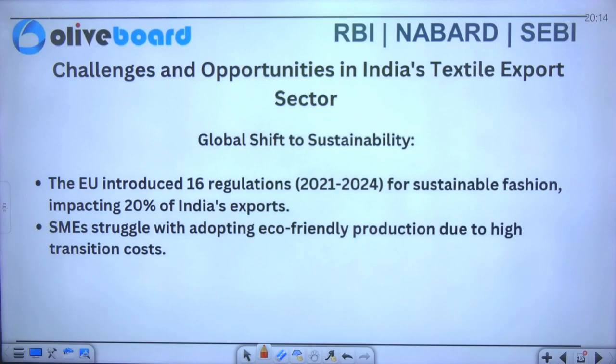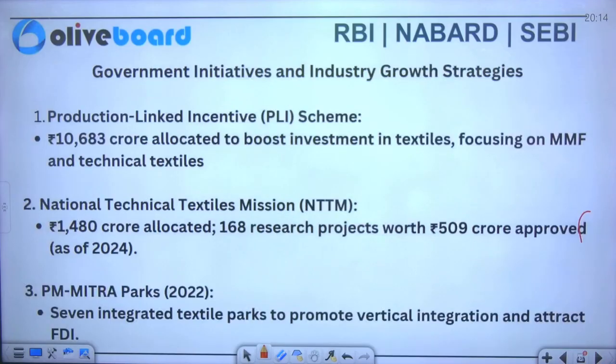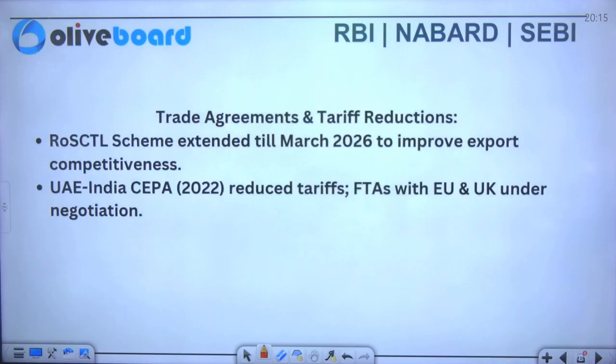Okay. Now we'll see the global shift to sustainability. That is, you are producing, but you have to take care of your environment as well. Now we'll see about the government initiatives and industry growth strategies. If I talk about PLIs, you can see the numbers related to PLIs, production linked incentives that are directly given here. Now we'll talk about the National Technical Textile Mission, which consists of these numbers you can see on your screen. Similarly, we have PM Mitra Parks, 7 integrated textile parks, which are to promote vertical integration, and it will attract FDI as well.